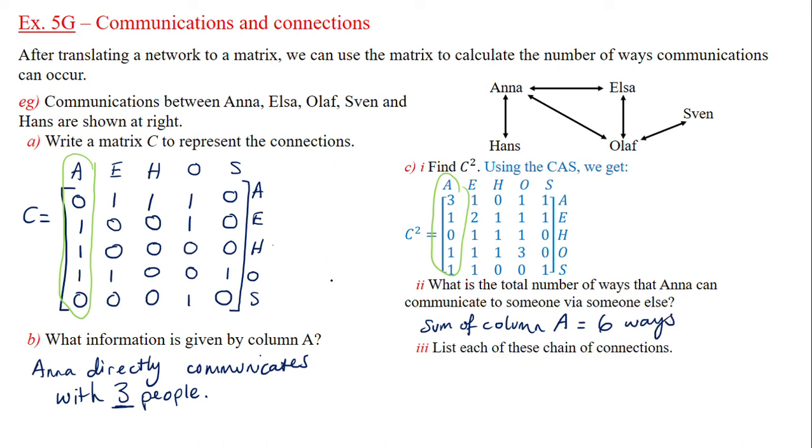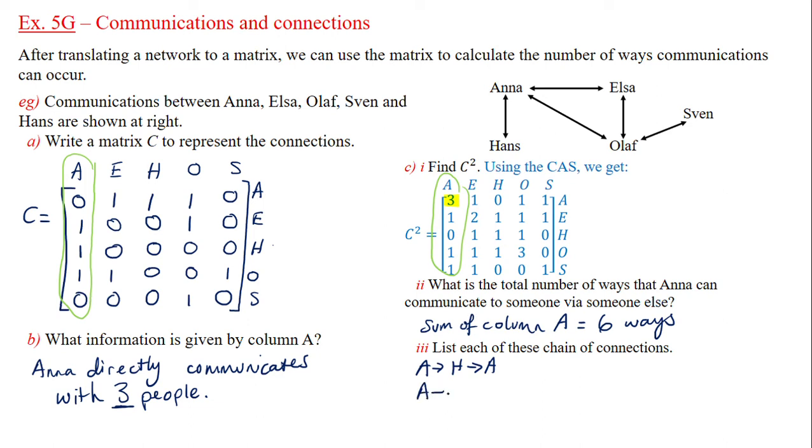And now we're going to list each of these chains of connections. So the way that we read this, in this first bit here, which I will highlight in, let's go yellow, this first number 3 is in column A, row A. So what that tells us is that Anna communicates with herself 3 different ways. To do that, she can communicate to Hans, who can then let her know something. So that's like saying, hey Hans, can you remind me that I like sandwiches? And then Hans will tell her later that she likes sandwiches. So she's communicated to herself.